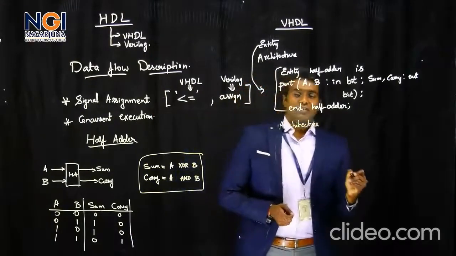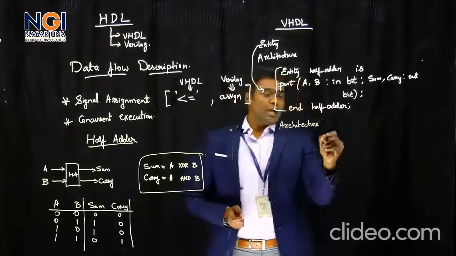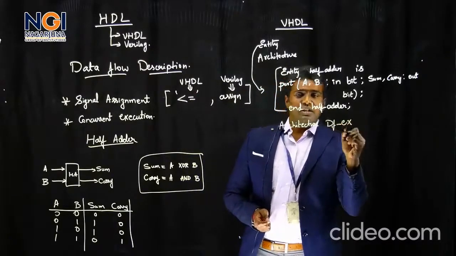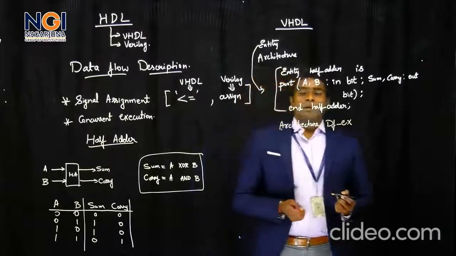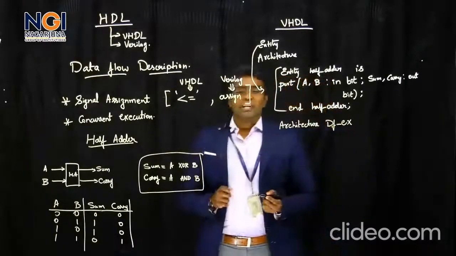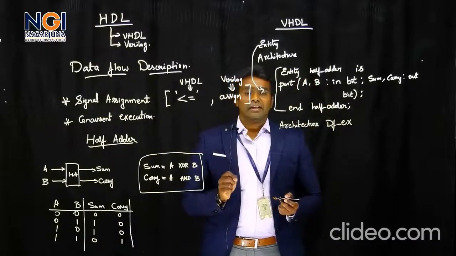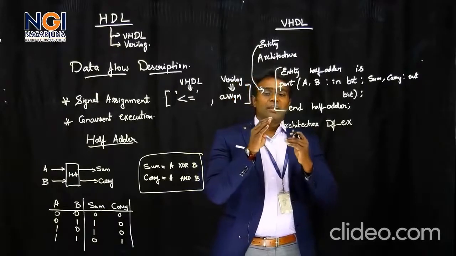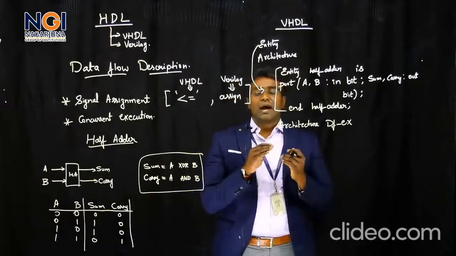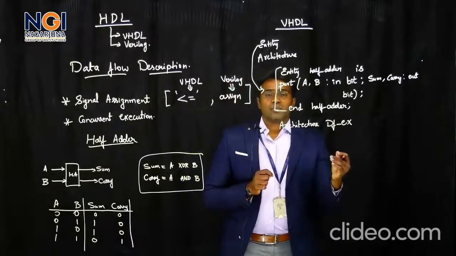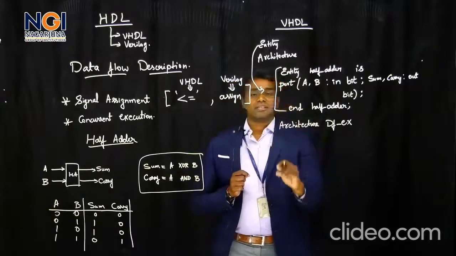Again, an identifier needs to be given to this architecture. I'll be giving it as df_ex. It's user defined, you can give any name. Now once you give an identifier for the architecture, immediately you need to bind one of your entities. Bind is nothing but you are linking one of the entities to this architecture so that your architecture can understand what all inputs and outputs are to be included in this architecture.